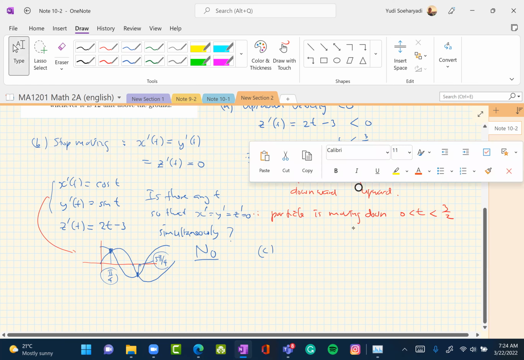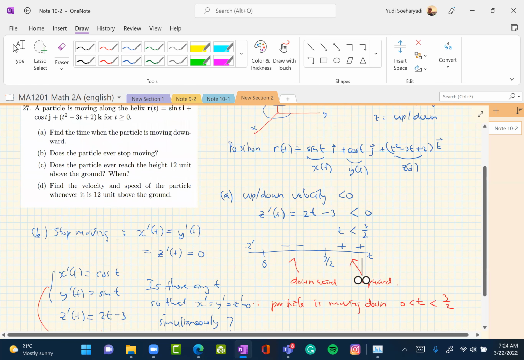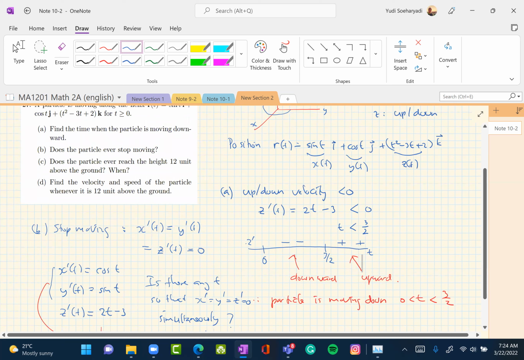So let's see. Does the particle ever reach a height of 12 units above the ground? This is talking about the z direction, so the k direction. So we're solving z equals 12.